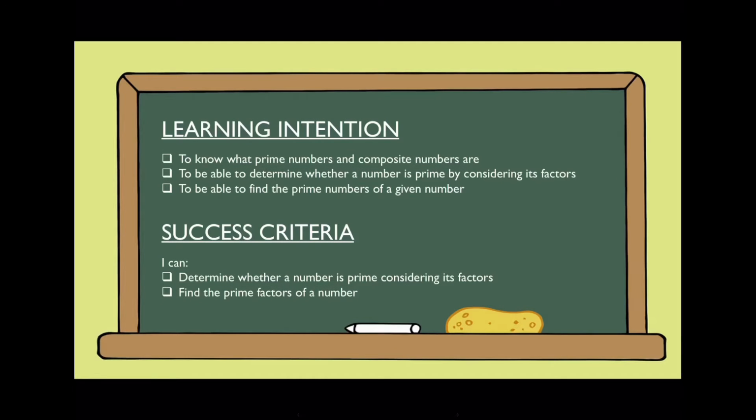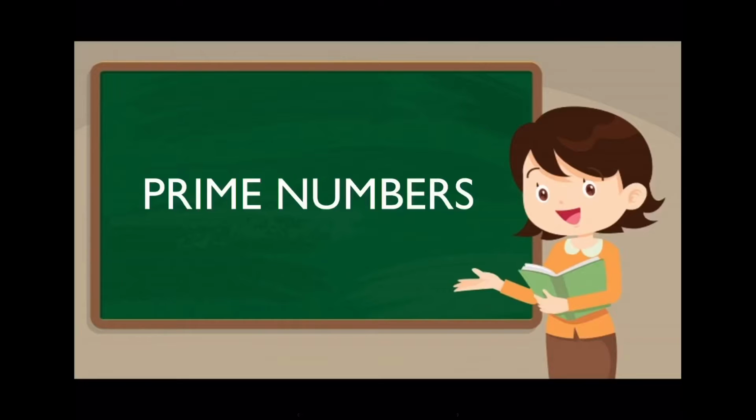Class, in this video we're going to be going over prime numbers. The learning intention for this particular video is we're going to know what prime numbers and composite numbers are. We're going to be able to determine whether a number is prime by considering all of its factors. And lastly, we're going to be able to find the prime numbers of a given number.